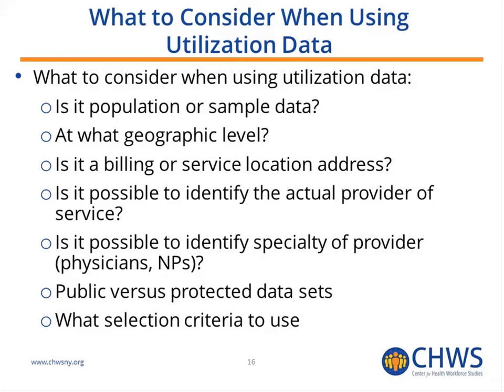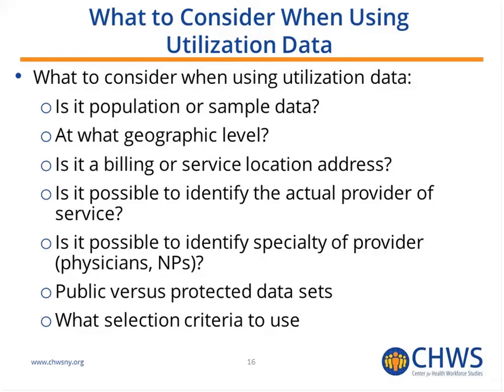The last thing I want to talk about with utilization data is what selection criteria to use. The example I have is ED visits in New York State. When an ED visit results in a hospitalization, we cannot pull that out as an ED visit. All of a sudden it gets combined with a hospitalization. So if you're looking at your ED use and you're missing that population of people who are using the services, what's it telling you? You're missing something.